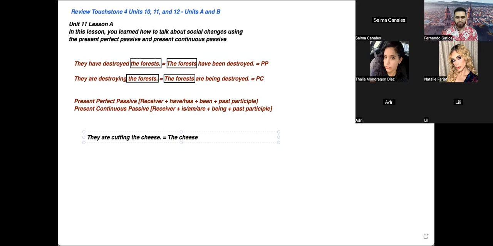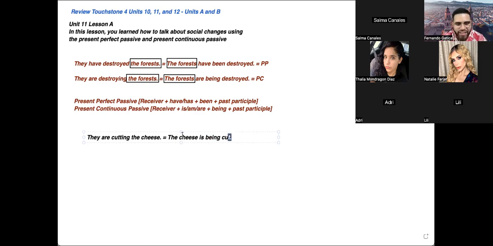Are... being cutting? Close. "Are"? No. It's not "are" because cheese is uncountable. Have you got it? It can't be "are" because cheese is not plural. La palabra cheese nunca será plural porque es incontable. The cheese what? The cheese is... Is being. Is being.